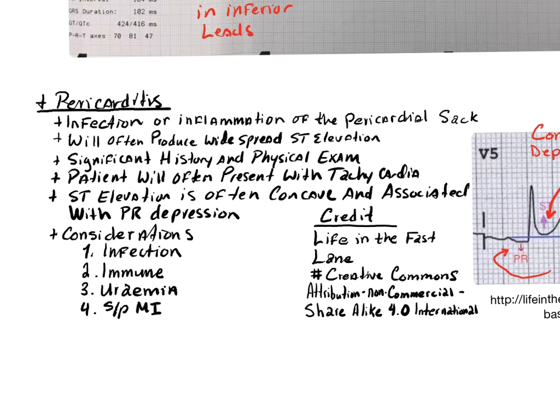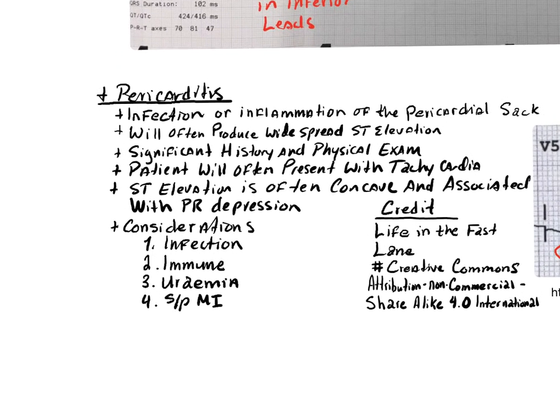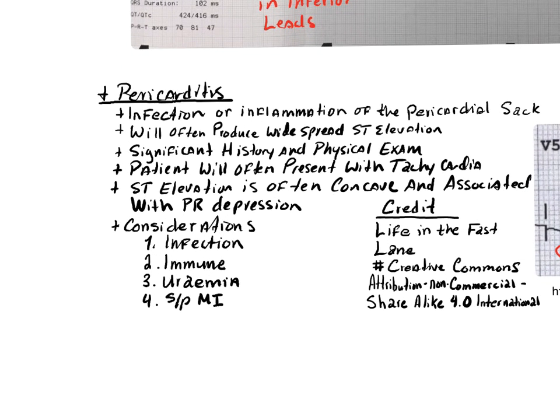So the next mimic is pericarditis. What is pericarditis? Good. Inflammation or infection of the pericardial sac. And as you might imagine, if the entire sac surrounding the heart's inflamed, the findings are going to be pretty much in all of your leads, right? So this tends to produce widespread ST elevation.